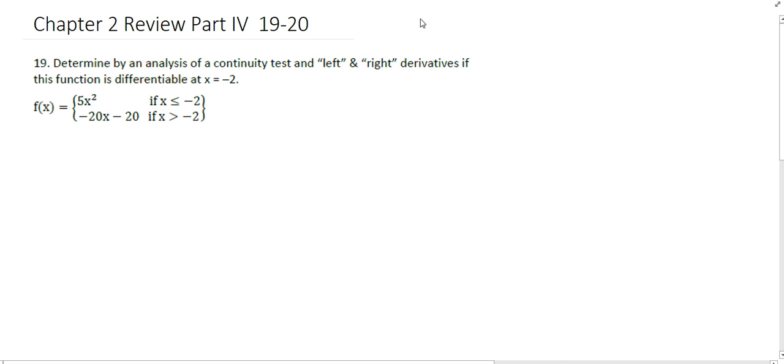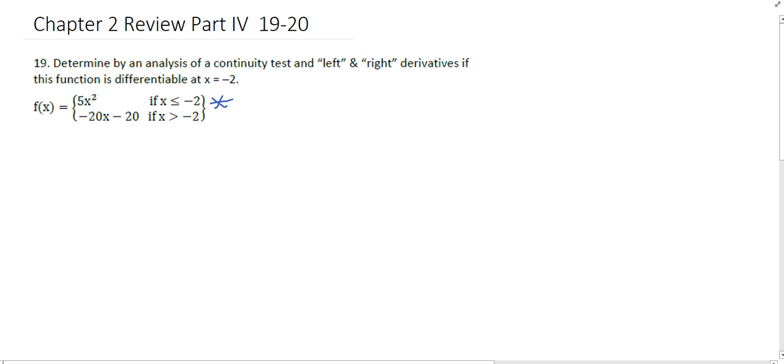Alright, let's take a look at the last part of the review for Chapter 2, problems 19 and 20. In number 19 they've given us a piecewise function that has a division defined at x equals -2. When it's less than -2, it's going to follow 5x squared. And when it's greater than -2, we're going to follow negative 20x minus 20, so a linear function.